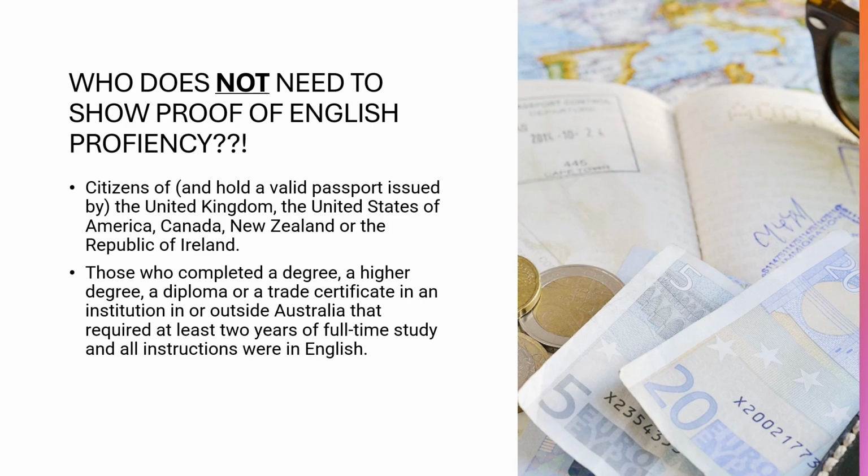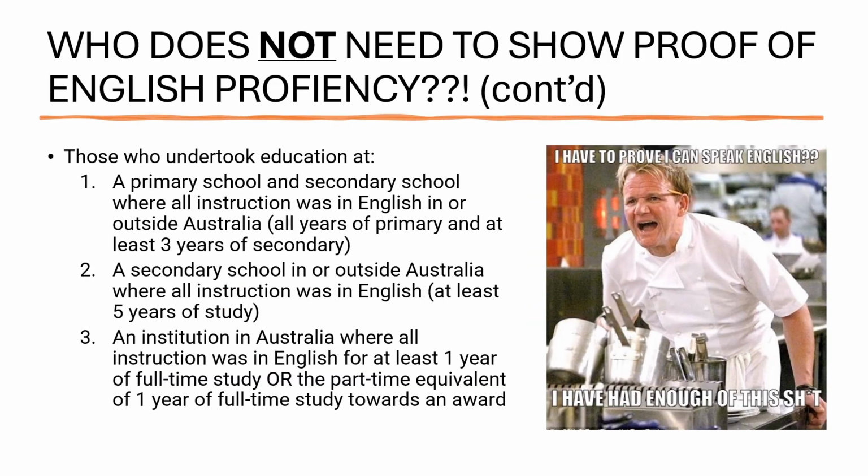Everybody else with a different passport from any of these countries usually has to show proof of proficiency unless they completed a degree, such as a Bachelor of Arts or Bachelor of Science or Commerce, a higher degree or a diploma or a trade certificate in an institution in or outside Australia that required at least 2 years full-time study with all instructions in English. Okay?